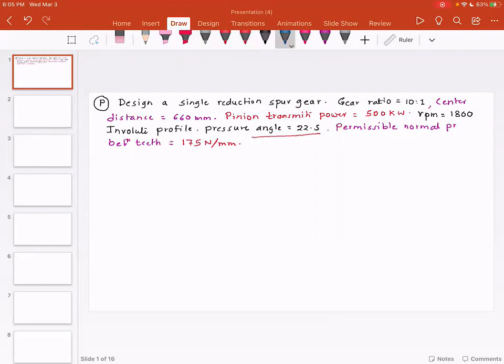Now we have to find out, so determine first the module, second the number of teeth, third the width of the pinion, and D, the bearing load.